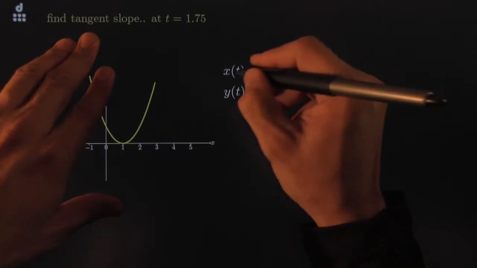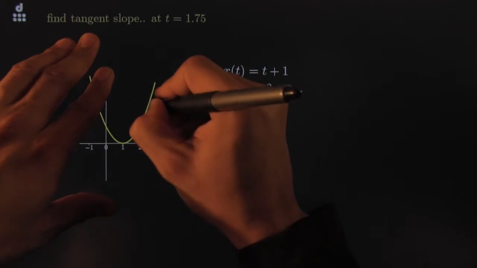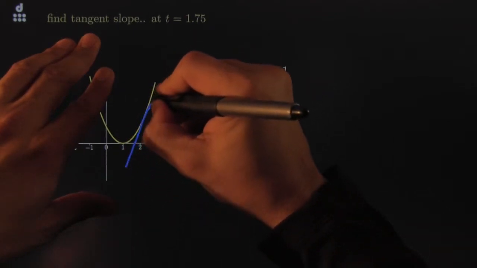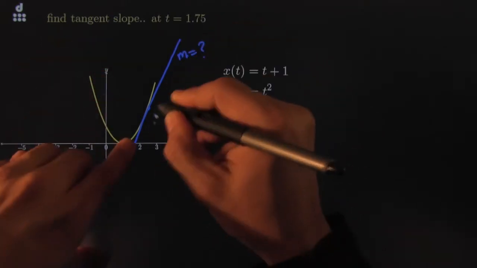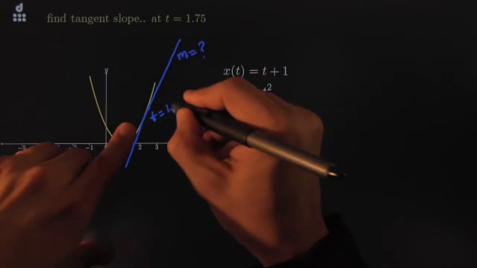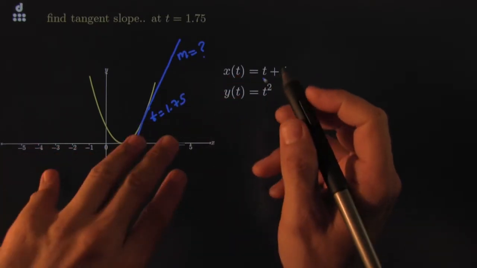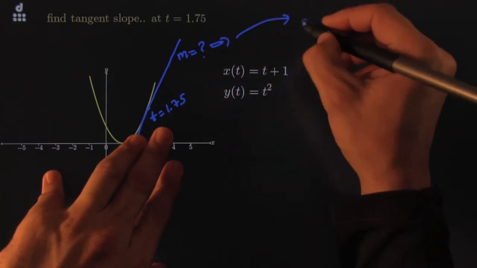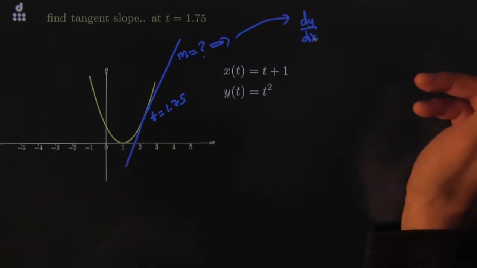When t is equal to 1.75, x is equal to 2.75. So I know that's somewhere around here. And what we're looking for is the slope, the slope around there when t is equal to 1.75. This translates into, can we find dy/dx at that point?